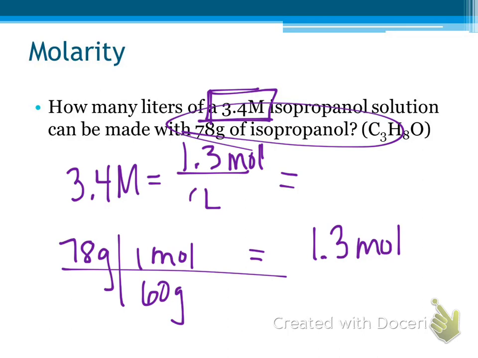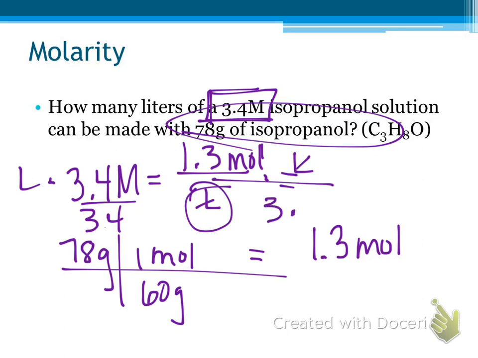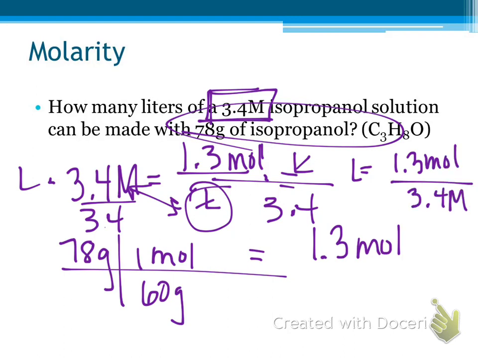Okay, but if I want to solve for this, what algebra do I need to do? Do I multiply these two things together? No. If I want to get liters by itself, I multiply by liters on one side, I multiply by liters on the other, then I divide by 3.4 on both sides. So essentially what I did is switch those two places. We swap those two places. So I take liters equals 1.3 moles divided by 3.4 M, and I get my volume.